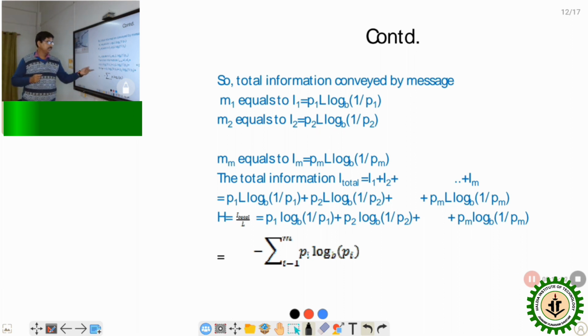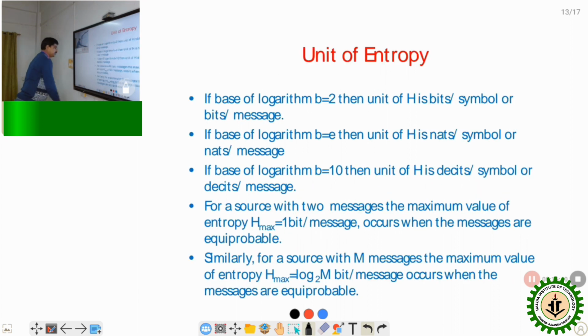If I write it in a single expression, it will be H equal to minus the summation from i equal to 1 to m of Pi log of Pi to the base b. So this is the entropy value for a particular source. That is very important.